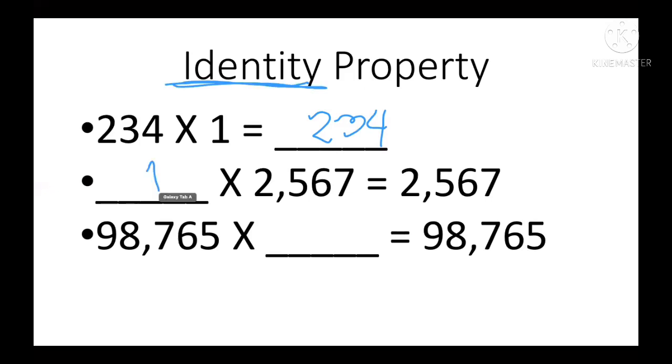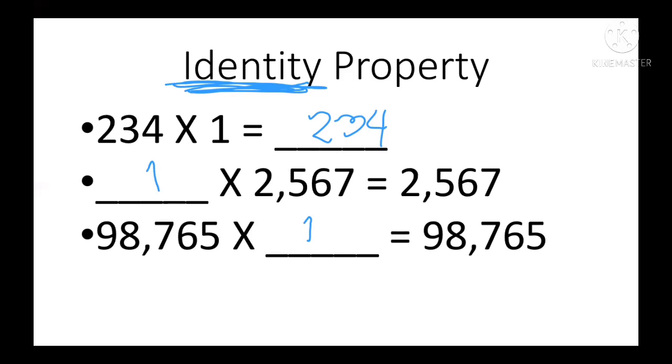Okay, easy. Next, 98,765 times blank equals 98,765. Very good. Is it obvious? Yeah, it's 1. Of course, this is because we are tackling identity property. Okay, so that is identity property. Whatever the number it is, if you multiply it by 1, the answer is still the original number.